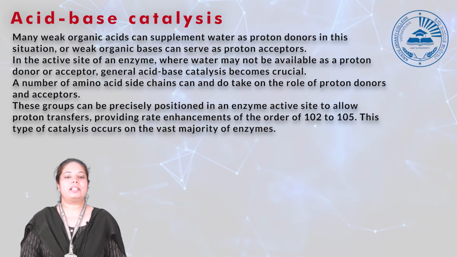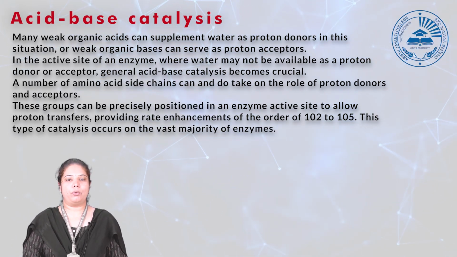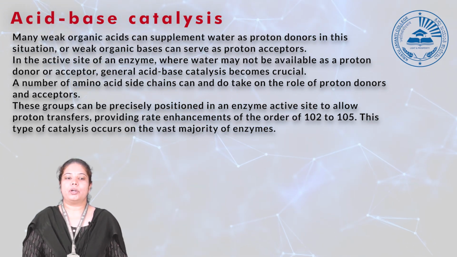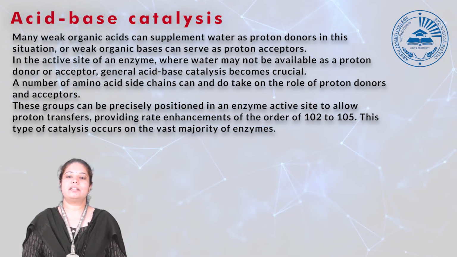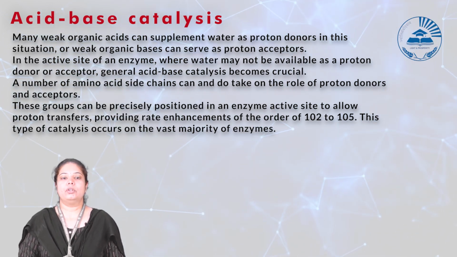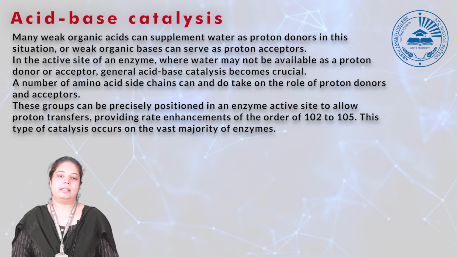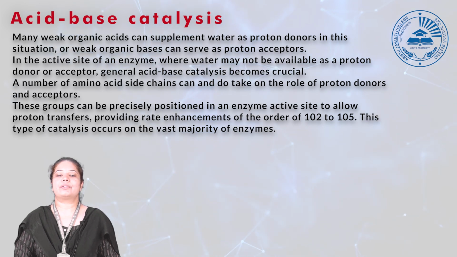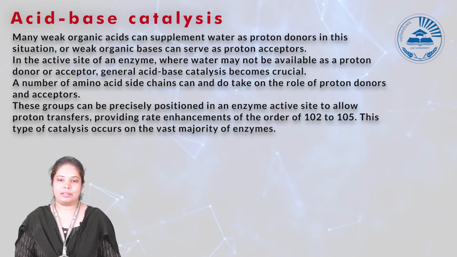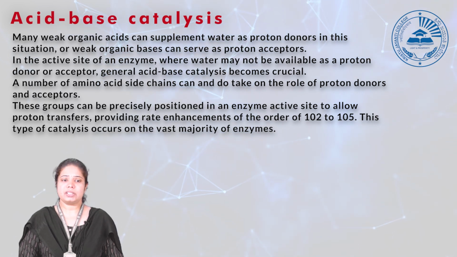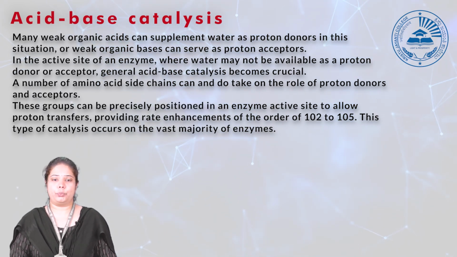catalysis. In case the protons or the OH minus groups are removed or added through other molecules, especially through a weaker acid and weaker base, we call it general acid-base catalysis. So the withdrawal or the donation of H plus to the transition state intermediate, if it is done through a weaker acid or weaker base, we call it general acid-base catalysis. The same acid-base catalysis can be done through enzymatic means also.